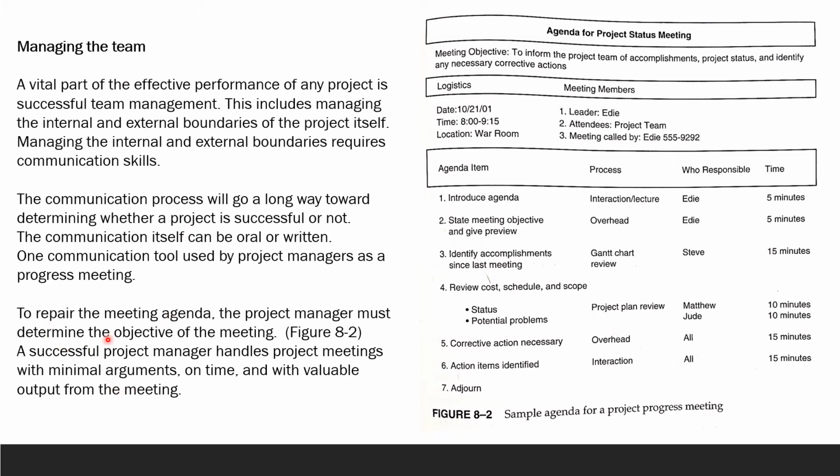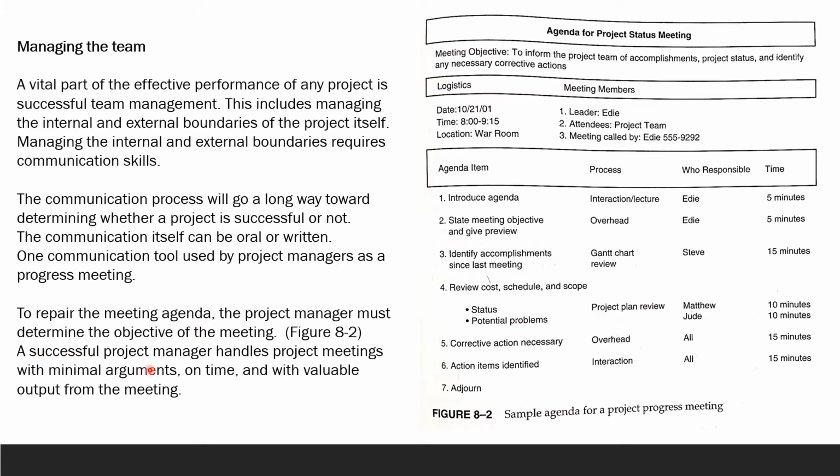So now, to prepare the meeting agenda, you change the meeting agenda according to what you're doing every day. So the project manager must determine, again, go back to our objective of the meeting. What do we want to do? Why are we calling the meeting? What is the objective of our meeting? So what do we do in this meeting?